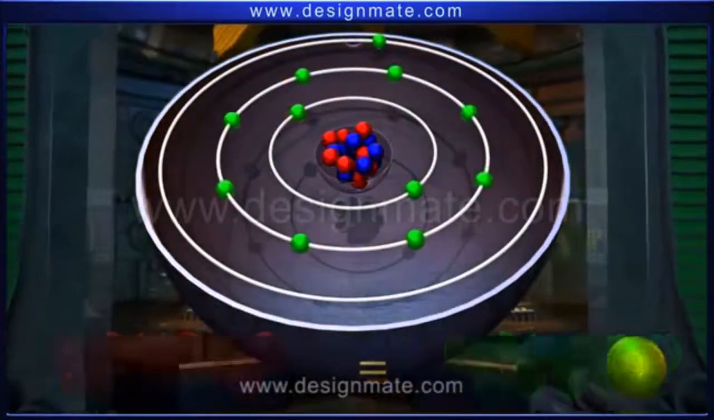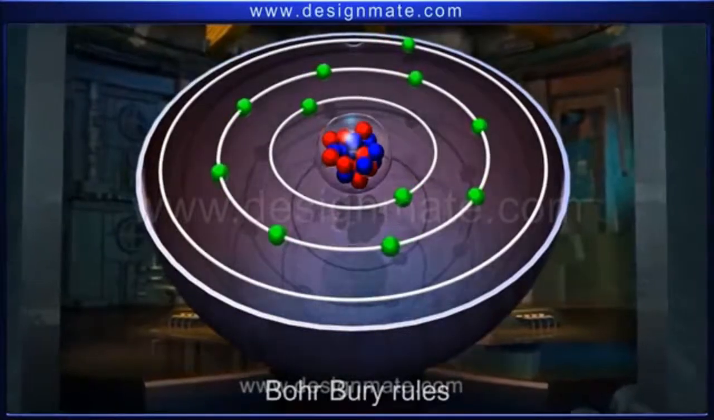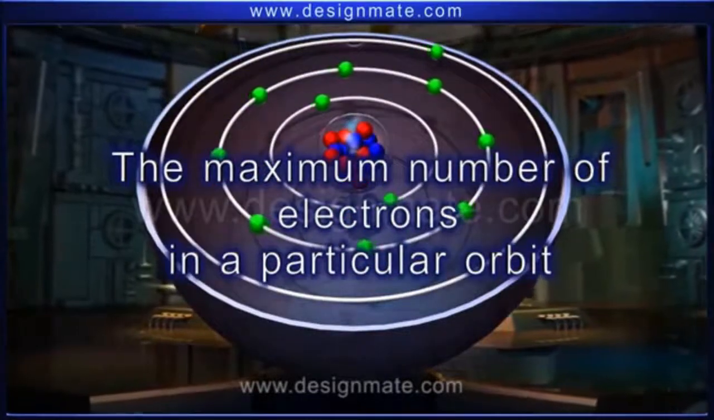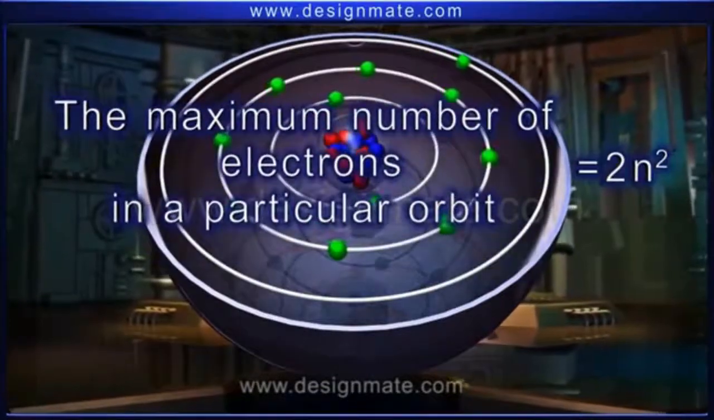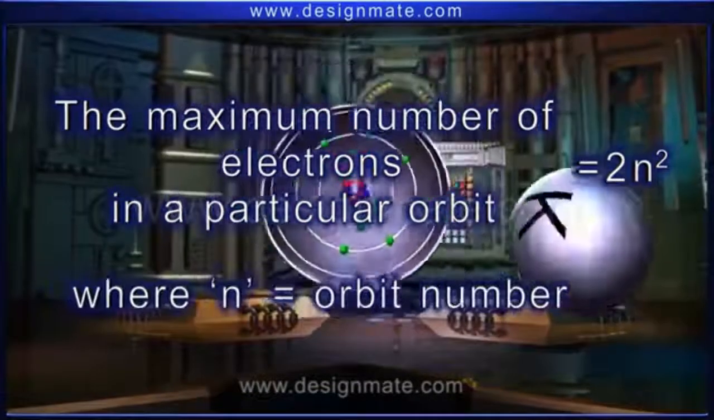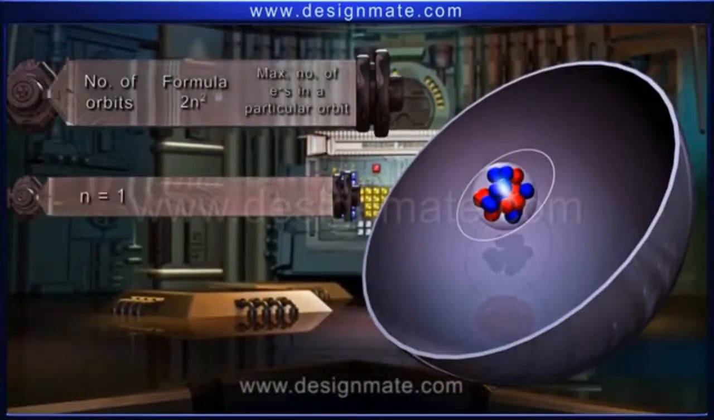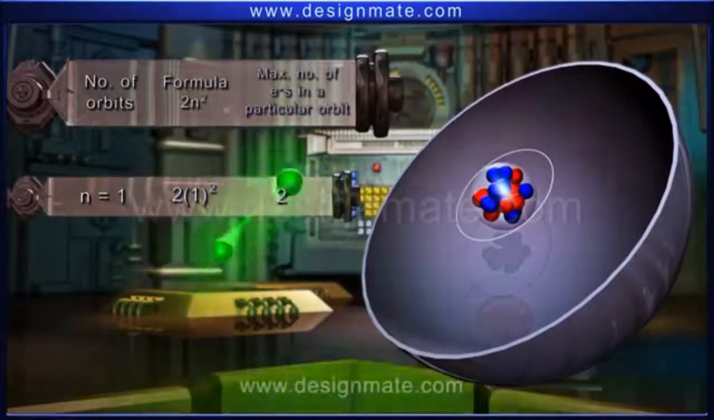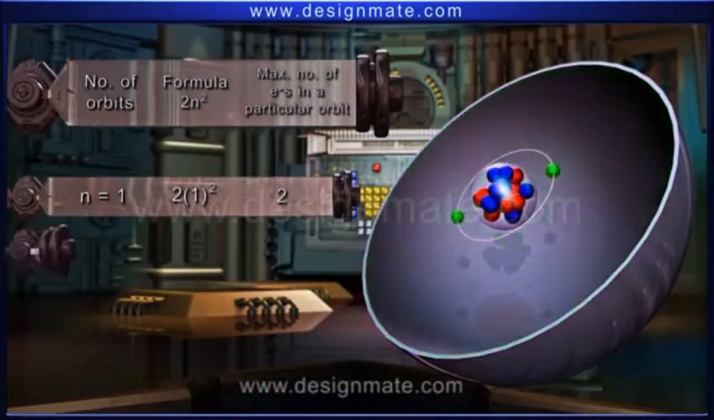Every orbit has a certain capacity to accommodate electrons. According to the Bohr-Bury rules, the maximum number of electrons that can be accommodated in a particular orbit is determined by the formula 2n squared, where n denotes the orbit number. For the first orbit, n is equal to 1. Therefore, 2n squared is equal to 2. Hence, the maximum number of electrons that can be accommodated in the first orbit is 2.